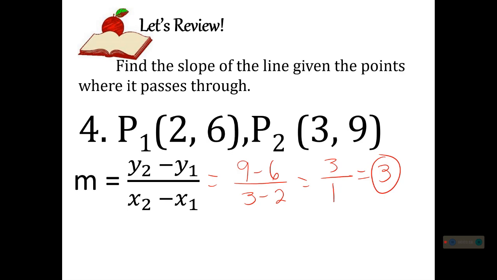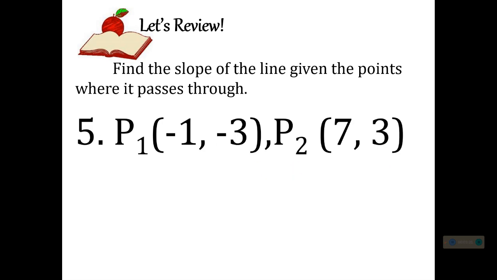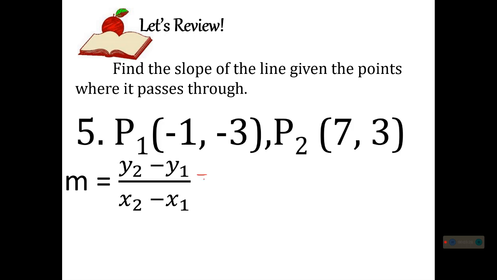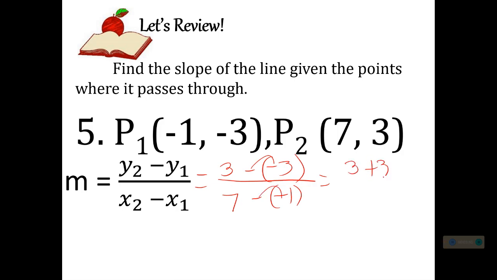Okay, any questions? Okay, so let's have the last example. We have (negative 1, negative 3) and (7, 3). So, let's substitute again. So, we have here 3 minus negative 3 over 7 minus negative 1. Then, distributive property again here. So, we have here 3 plus 3 over 7 plus 1. Then, continue solving. 3 plus 3 is 6 over 7 plus 1 is 8.